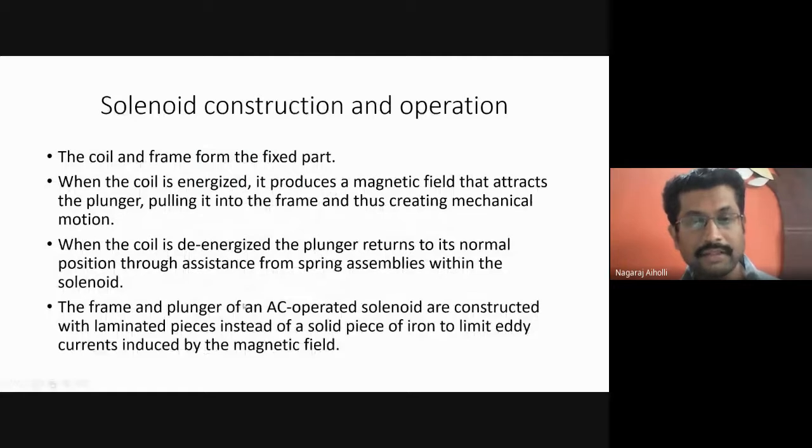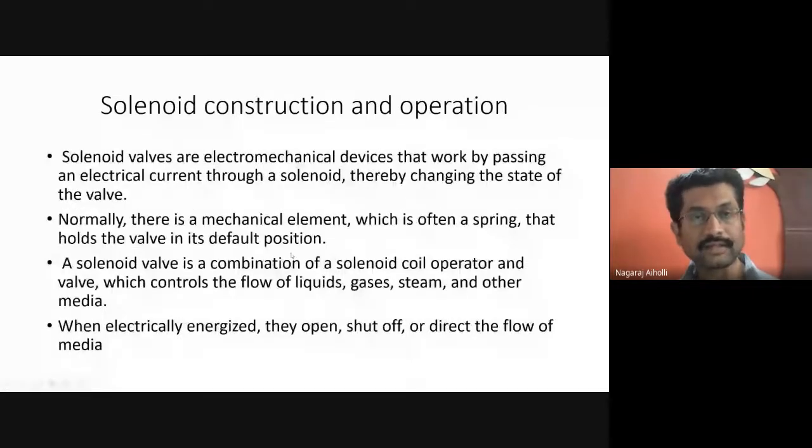The frame and plunger of an AC operated solenoid are constructed with laminated pieces instead of a solid piece of iron to limit eddy currents induced by the magnetic field. So these solenoid valves are electromechanical devices that work by passing electrical current through the solenoid, thereby changing the state of the valve.